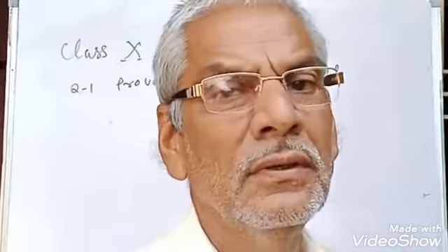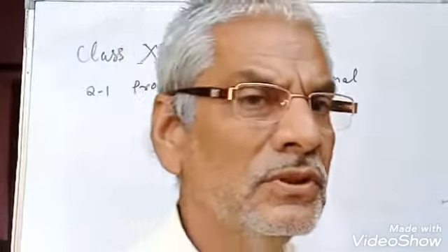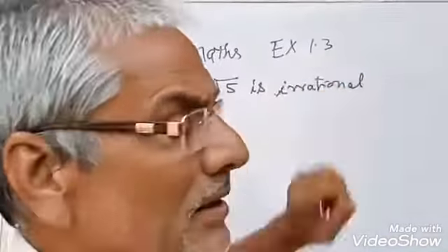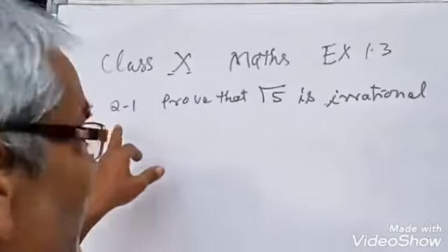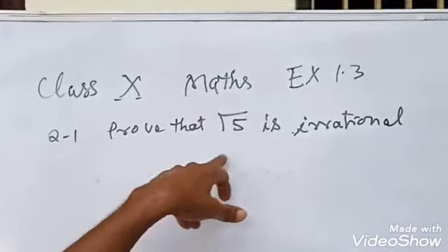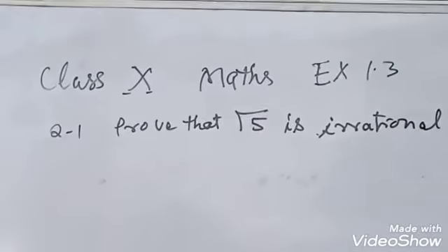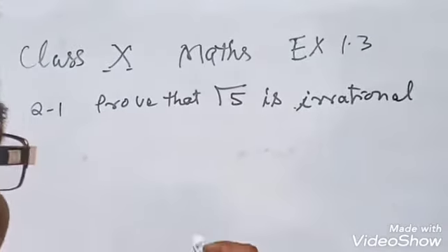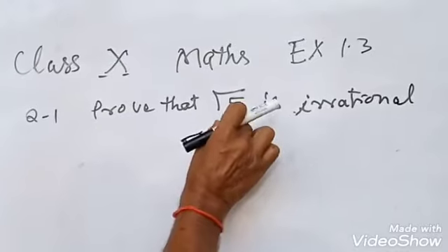Now I am going to solve questions of exercise 1.3. Question number 1 is: prove that root 5 is irrational.